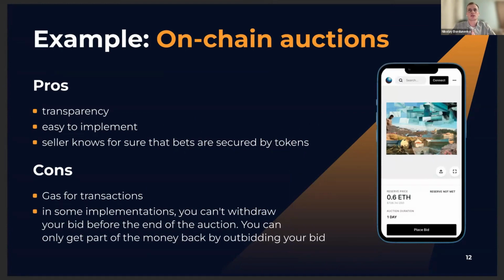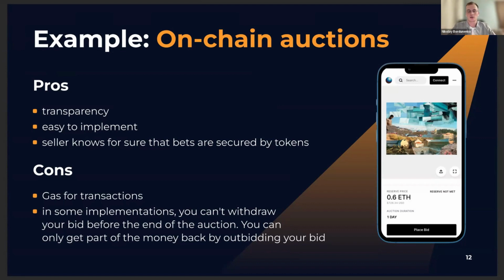Another example is about auctions. To provide transparency of bids in any auction, you can make an on-chain auction where you need to transfer your funds in order to bid. It has some pros and cons, which are pretty obvious. They are transparency. That means that users can see the bids of other users and be sure that there are no games with this.